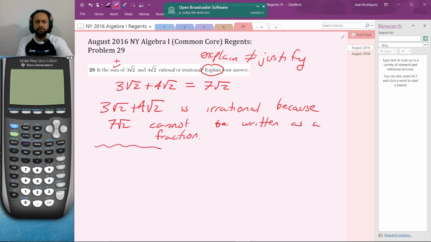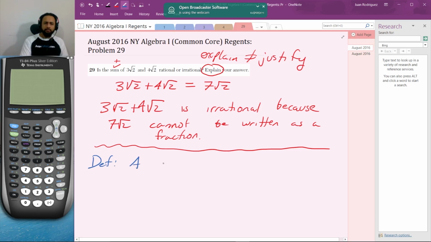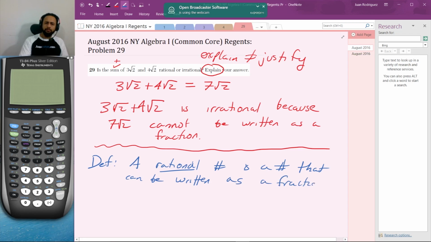So let me just do a quick review before we go on to the next problem, because there are some definitions that a lot of kids don't have, and that's why they can't do this. You do need to know this. A rational number is a number that can be written as a fraction, let's say a over b, where a and b are integers.